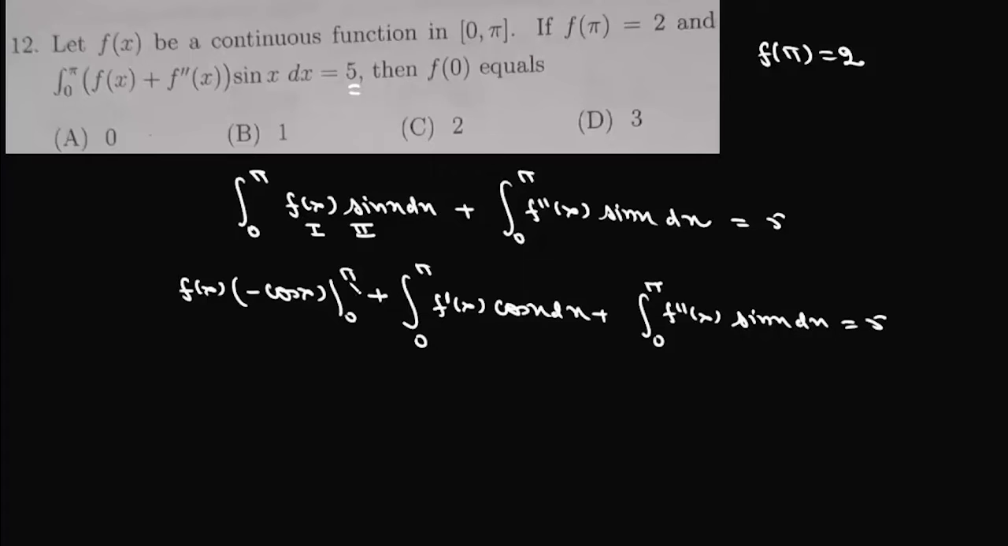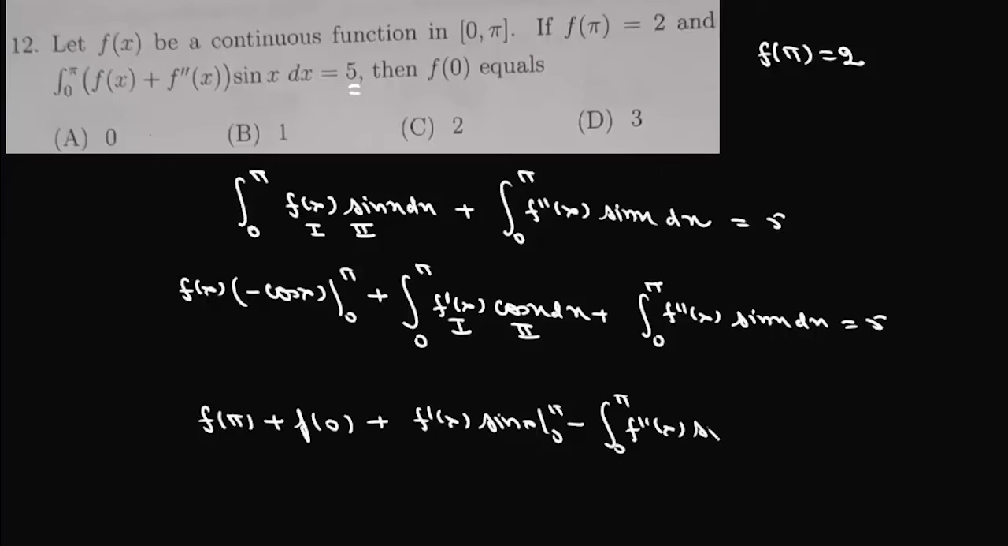Now here we'll put x as pi and x as 0. So it will be f(pi) and cos pi minus 1, and then it will be minus minus minus plus f(0), and again we'll take this as the first function and this as the second function. So it will be f dash x sin x from 0 to pi and then minus this integral from 0 to pi of f double dash x sin x dx plus 0 to pi f double dash x sin x dx, and it is 5. Now these two integrals will cancel. Now sin pi is 0 and sin 0 is 0. So this is 0.